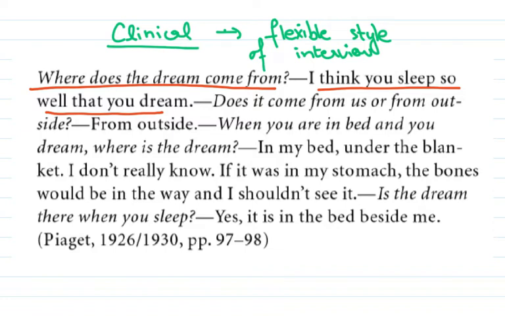And then Piaget says, "When you are in bed and you dream, where is the dream?" And the child says, "In my bed, under the blanket. I don't really know. If it was in my stomach, the bones would be in the way and I shouldn't see it." And then Piaget is sort of structuring his questions according to the child's answers, right? This is what a clinical interview basically is, a very, very flexible style of interviewing.